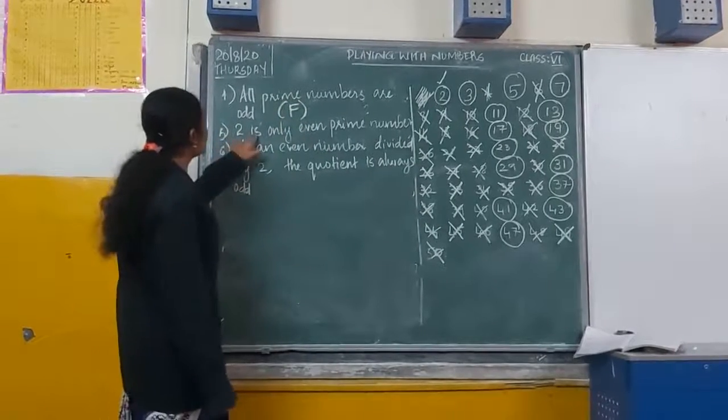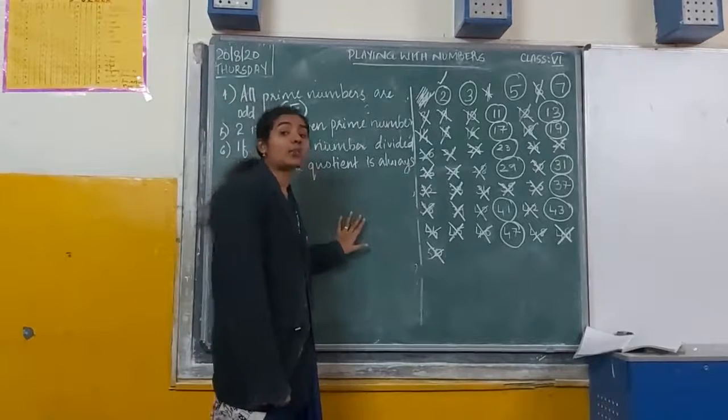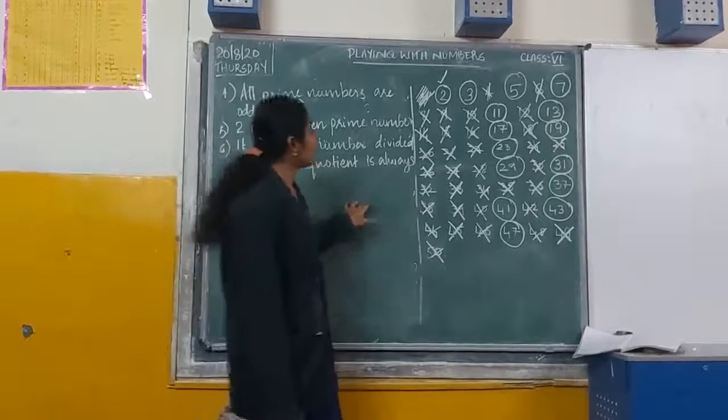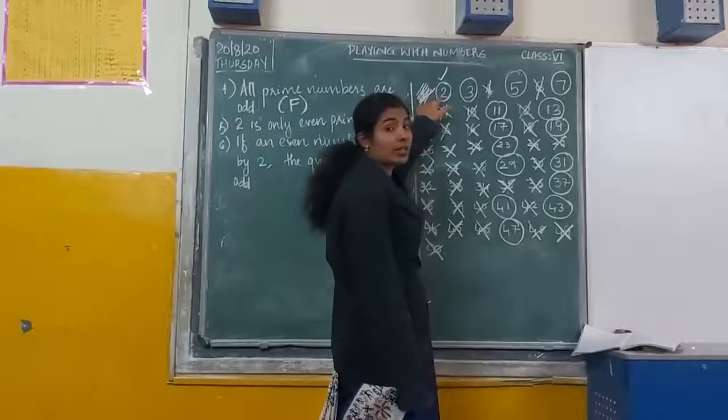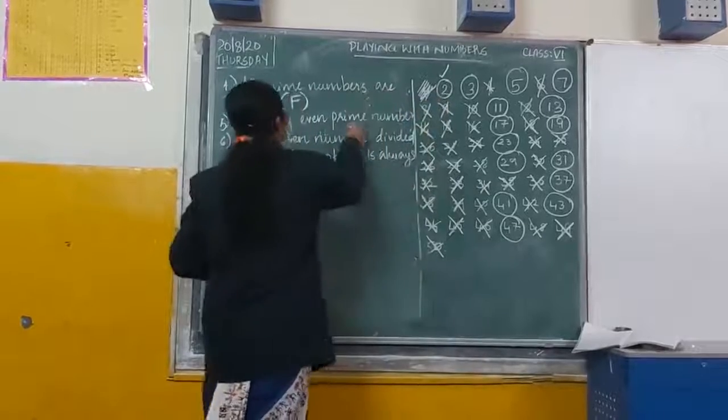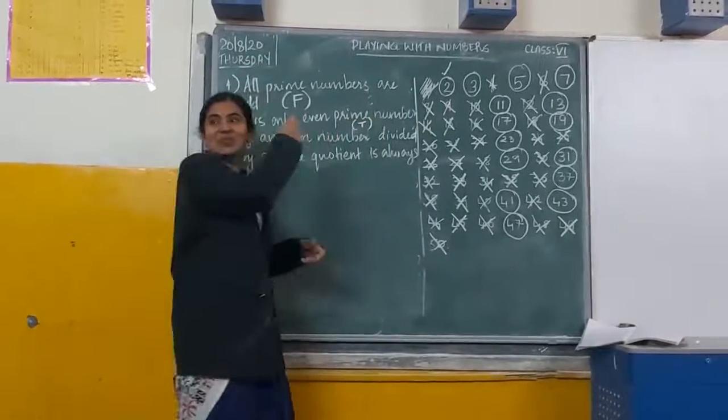Next question. 2 is the only even prime number. Check here. 2 is the only even prime number. That's true. True, ma'am. Some responses are coming.